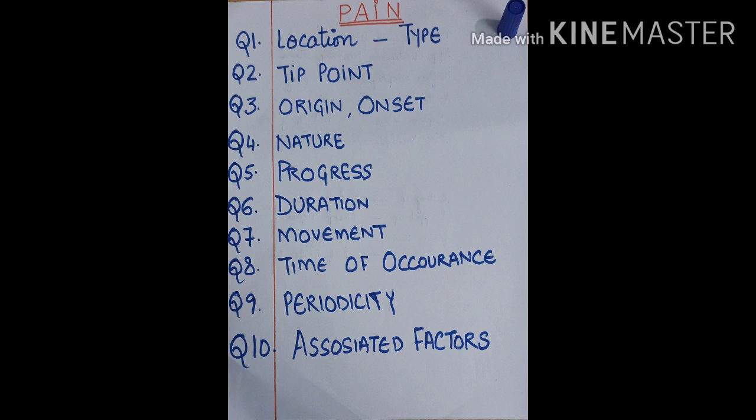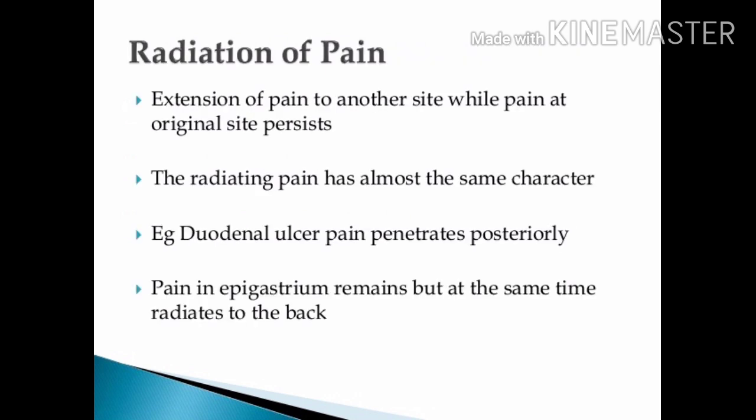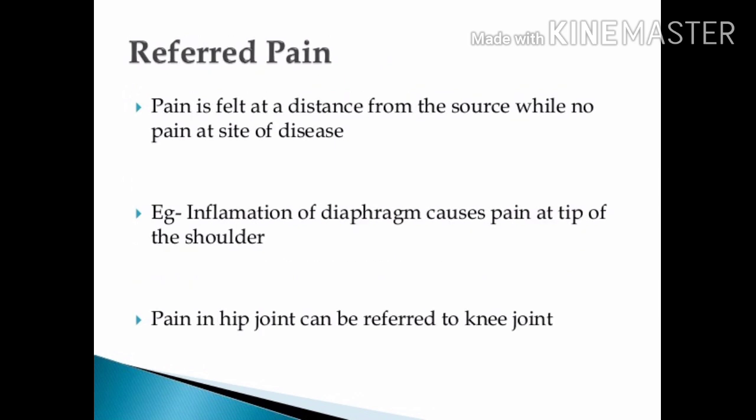Question number 7 is the movement of the pain. Now movement of the pain is basically of three types. One is the radiating pain, second is the referred pain, and third is the shifting or migratory pain. So first is the radiating pain, that is, there will be pain at the major location involved, but the pain will also radiate to some other place. For example, in duodenal ulcer, suppose there is an ulcer in the duodenum, the pain will be excruciating towards the posterior, towards the back, and the patient will also feel a back pain. So that is a radiating pain.